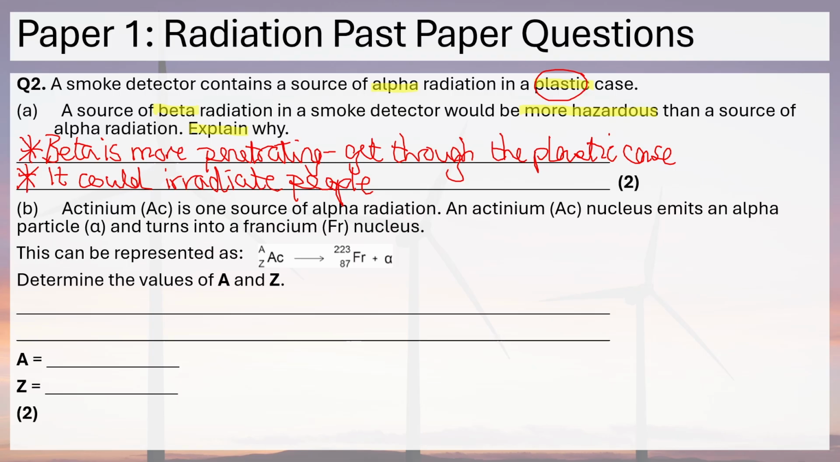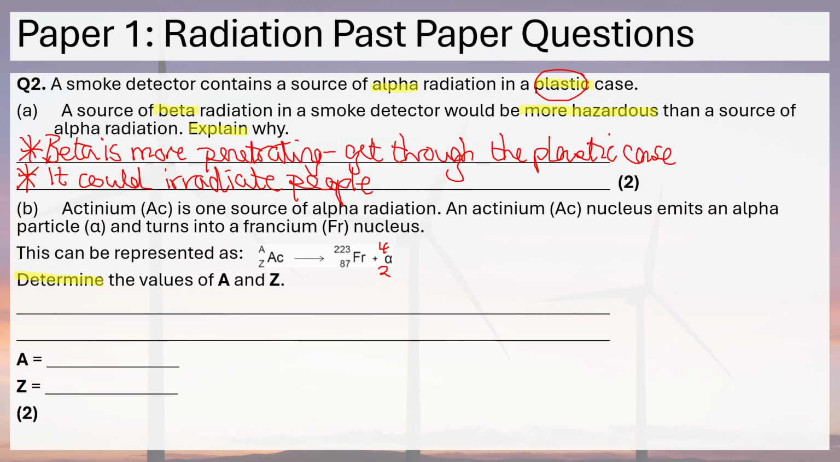We've got our equation there, and we need to determine the values of A and Z. Remember, determine means to calculate or work out without necessarily using an equation. So again, I always recommend that we add in the missing information about the alpha particle. So we know alpha has a mass of 4 and it has an atomic number of 2 because it's 2 protons and 2 neutrons. And I'm trying to work out those missing numbers A and Z.